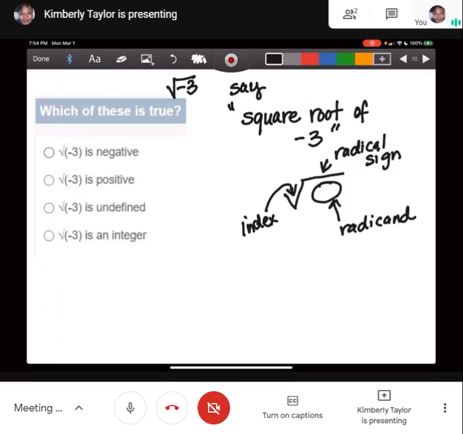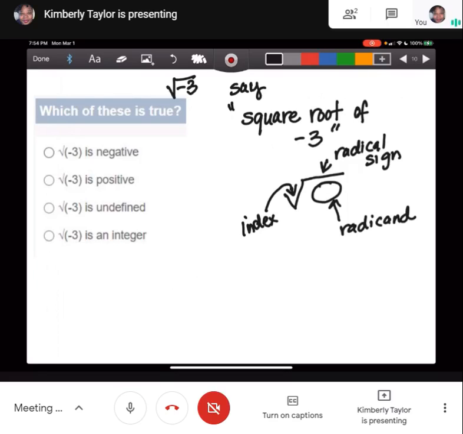Okay? Now, most people say, oh, it's the square root. Okay, this root could be anything. It could be a cube root. It could be the 5th root. It could be the 8th root. But typically most people say square root. I get it, but the correct terminology is the index. Okay, so let's keep going. So if nothing is in the index, it is understood to be the square root.